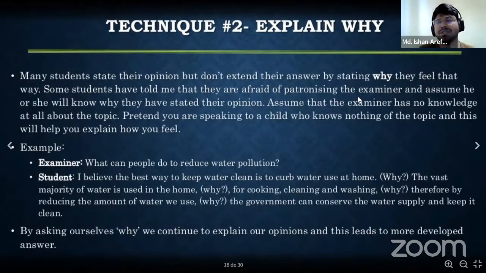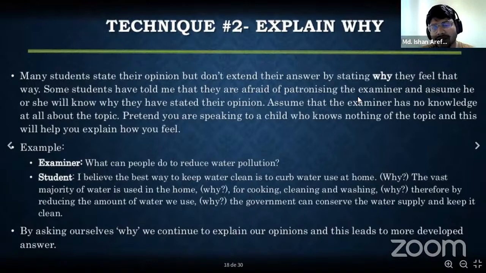Technique 2 is to explain why. It is very important to use this technique. You have answered your question, but in many cases, many students don't explain the reason behind their answer, why they're answering this way. They do not explain that. So it is very important to explain why you are giving that opinion. You have to give an explanation for every answer.